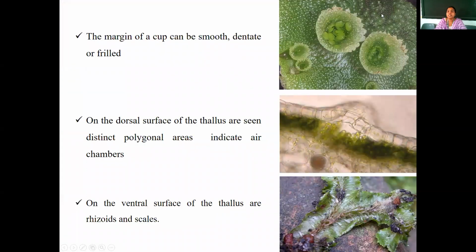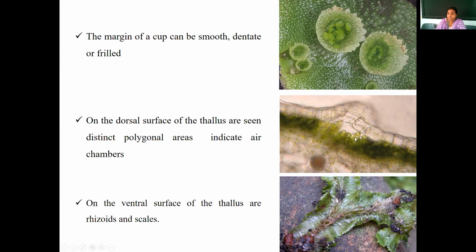And this is the view of the gemma cup inside the coin-shaped structure. We call it gemmae. So the margin of a cup can be smooth, dentate, or frilled. Based on the genus, the margin of the gemma cup may be smooth, dentate, or frilled. On the dorsal surface of the thallus, that is the upper surface of the thallus.